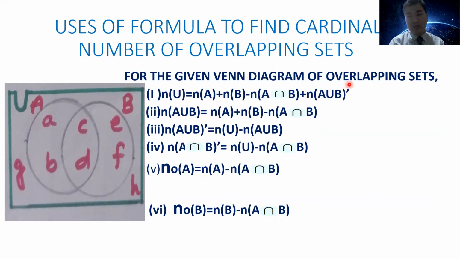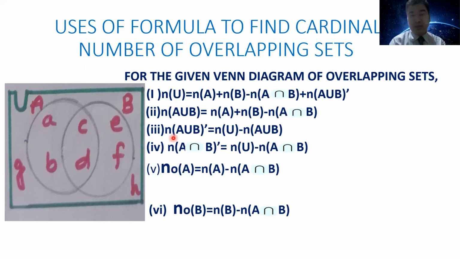And similarly, here n(A union B) means what? Look, this is n(A), and this is n(B). And when you write n(A) and n(B), this part, the CD intersection, is repeated. That's why I write n(A), the cardinal number of A, plus the cardinal number of set B, minus the cardinal number of set A intersection B, because this A intersection B is repeated there.